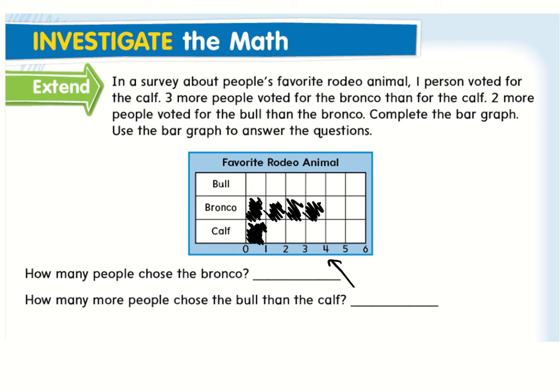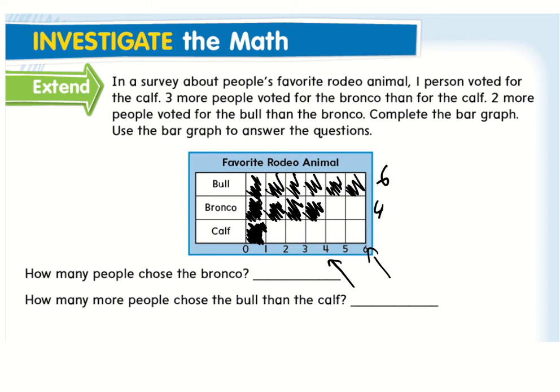So that means I have to bring up the bronco's results to the bull. 2, 3, 4. And it said 2 more people voted for the bull than the bronco. So that means 2 more right there. So I wonder how many that would be. And take a look again. On the bottom, it has all of our numbers labeled. So I know that this would be 6.